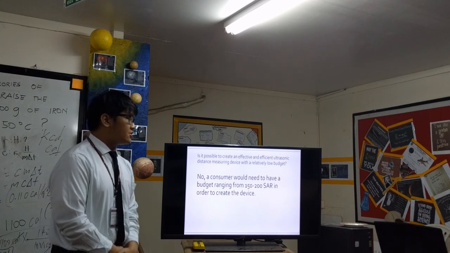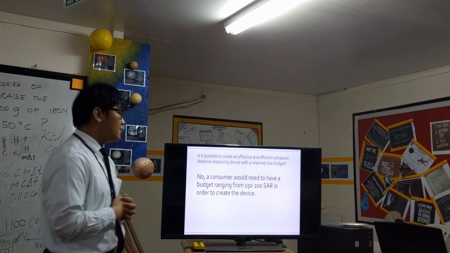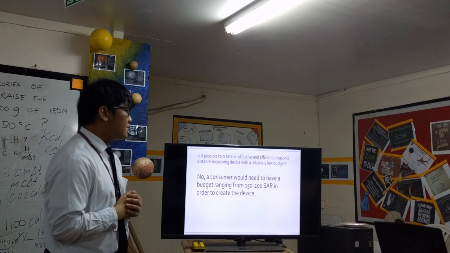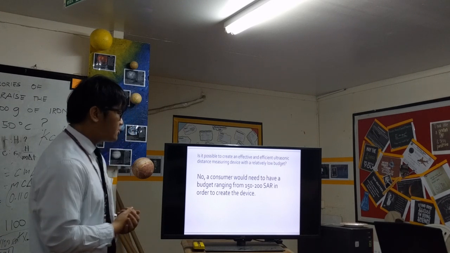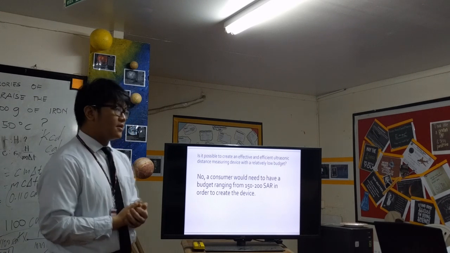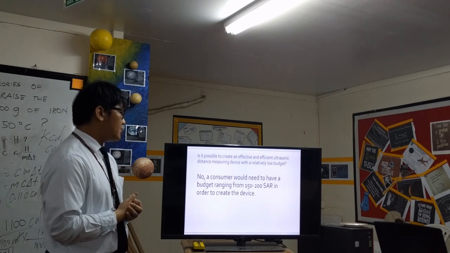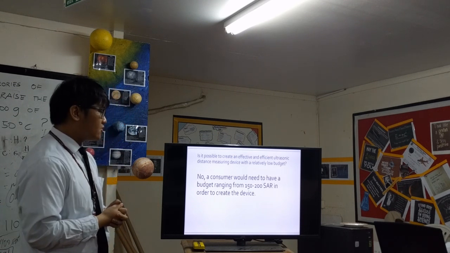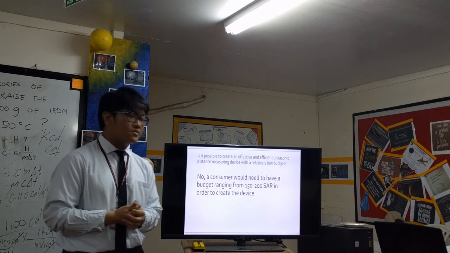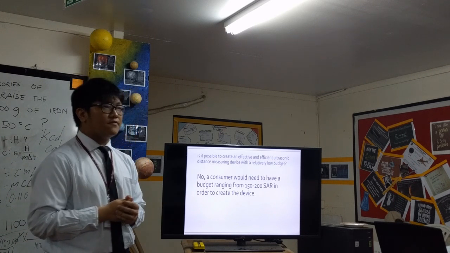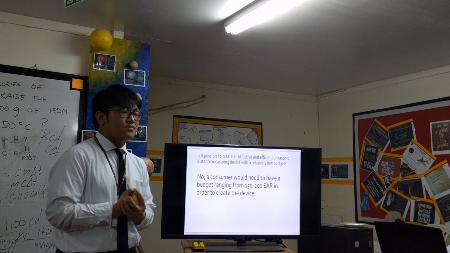So for the first question from the statement of the problem, is it possible to create an effective and efficient ultrasonic distance measuring device with a relatively low budget? In our case, we found out that no, a consumer would need to have a budget ranging from 150 to 100 riyals in order to create a device. We find this too expensive compared to other devices that are available today.